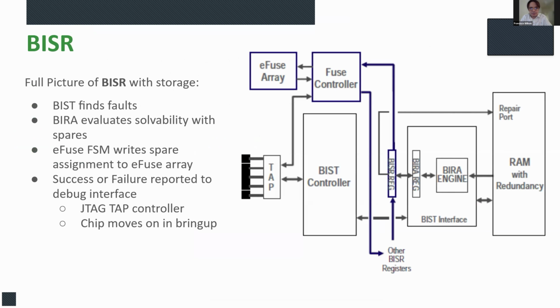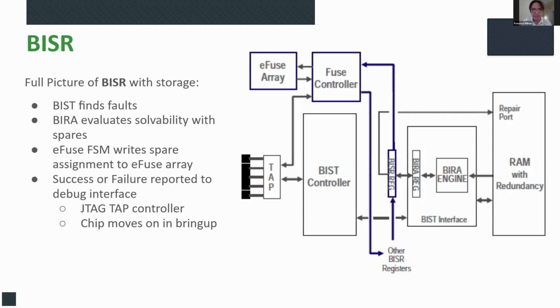We're going to pass that output to our BIRA algorithm and figure out, I have X and Y spares on my rows and columns. Can this chip be salvaged, or can it be repaired, or do I have to throw it out? And then we're going to write that result to our eFuse. So we're going to have some finite state machine that's pretty tiny that is just going to go through our eFuse and blow each eFuse to represent the bits of which rows and columns are going to be replaced.